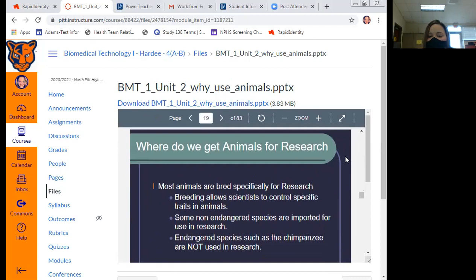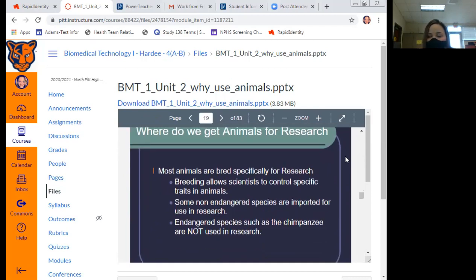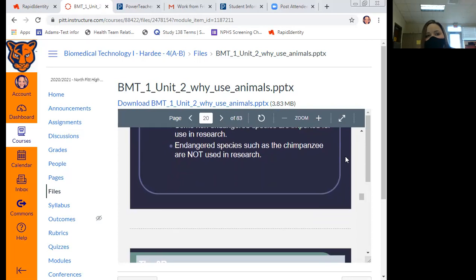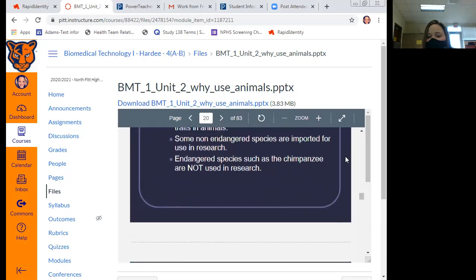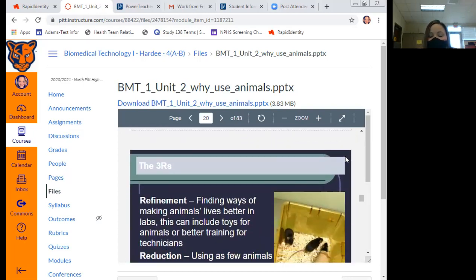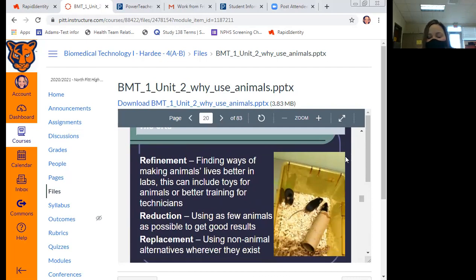We talk about where we get these animals. We breed specifically for research, so we don't go round up all the stray cats on East Street. Okay, we breed specifically so that we can control certain traits in animals, if we need a certain coat or a certain genetic marker that we're testing on. And of course, we don't test on endangered species, such as the chimpanzee, unless we're testing to benefit that particular species. And then the 3 R's are refinement, reduction, and replacement.